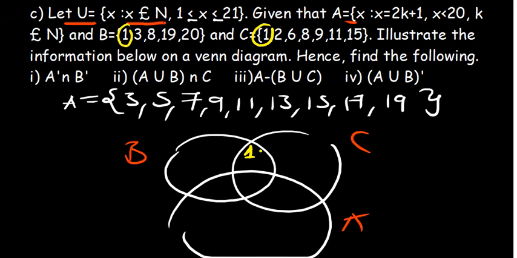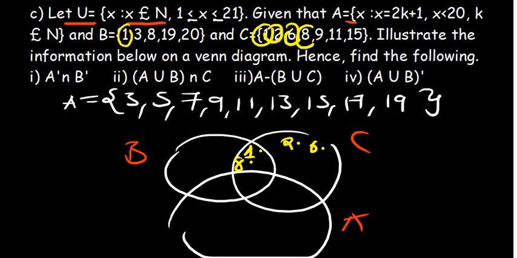Then if I continue in my C, if I check my 2, my 2 is not part of B. Is it part of A? It's not. So 2 is only in C. I'll write it in C. I go to my 6. Is 6 part of B? No. Is it part of A? No. It is only in C. I go to my 8. Is 8 part of B? Yes. Is it part of A? No. So it's in the intersection of B and C.